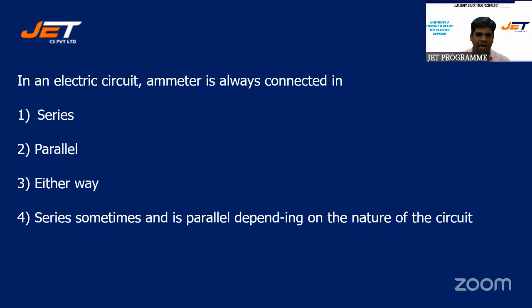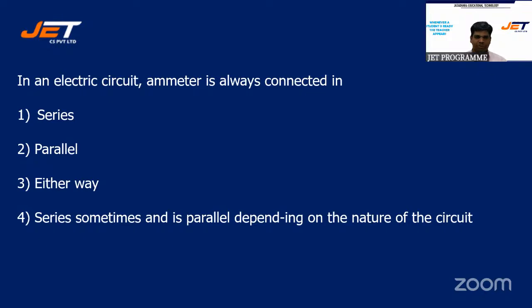In an electric circuit, an ammeter is always connected in series, parallel, either way, series sometimes or parallel sometimes, depending on the nature of the circuit.